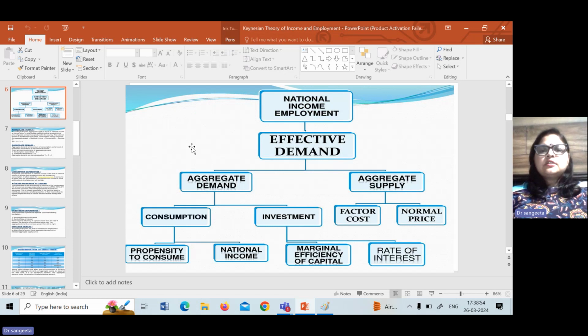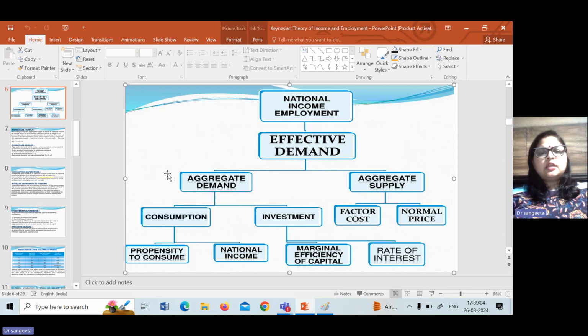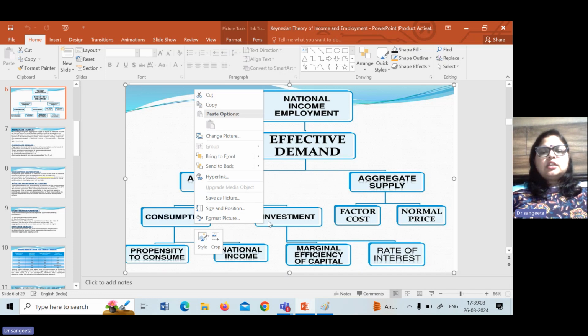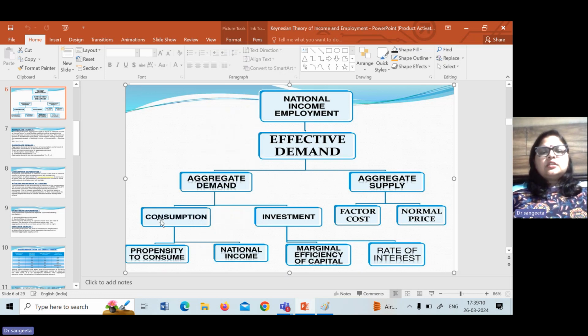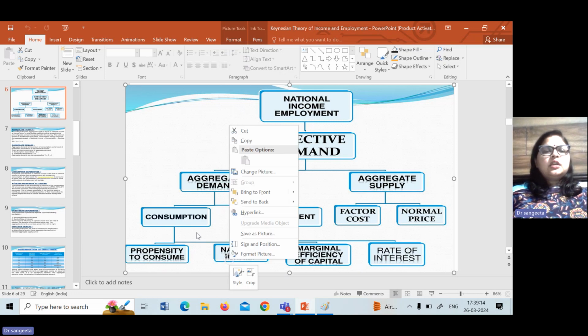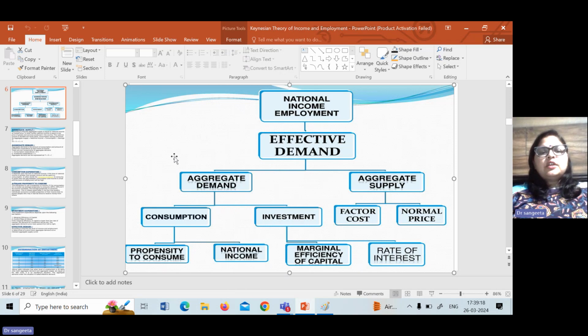Keynes explains this concept through a flow chart. First is national income and employment, which depend upon the effective demand. Further, it depends upon the aggregate demand and aggregate supply. Further, aggregate demand depends upon consumption and investment. Consumption depends upon propensity to consume and national income. How much portion of our income we are consuming depends upon our propensity to consume.